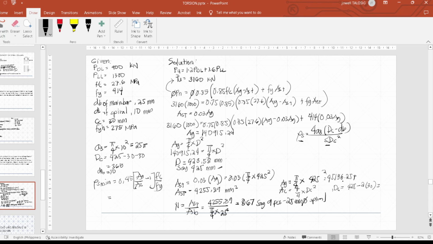And also we need to solve the AC, which is the area of the spiral core. So we need to get the DC, where your DC is 365, and your AC should be pi all over 4 times 365 squared, which will give us 33306.25 pi. And then from the formula here, the rho S minimum, we can now substitute the value here.